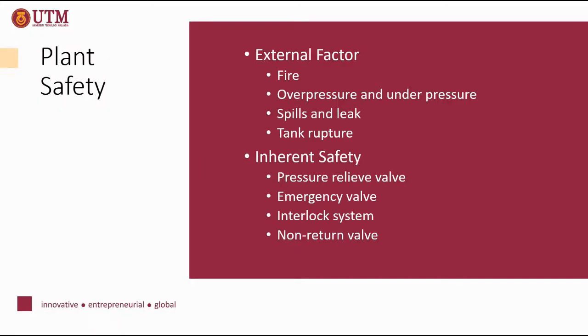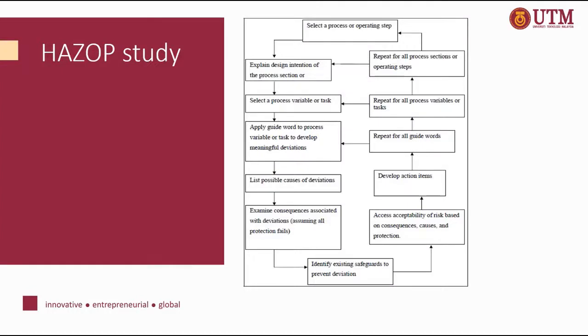For plant safety, the hazards that affect plant safety come from external factors, which are fire, overpressure and underpressure, spills and leaks, and tank rupture. To achieve plant safety, we do inherent safety, which includes pressure relief valve, emergency valve, interlock system, and non-return valve.